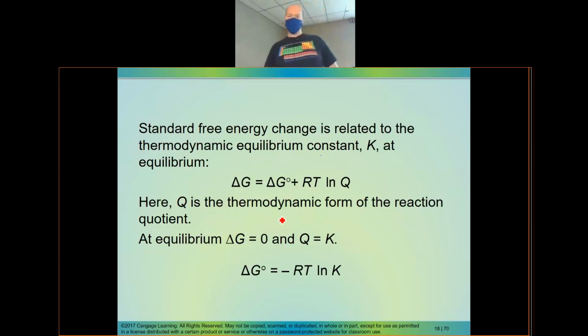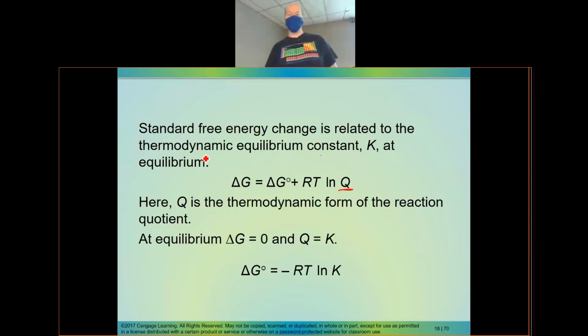All right, so you have your Q value, that is your reaction quotient. So this is a non-equilibrium. Put in your concentration of products over your reactants. All right, so at equilibrium, your delta G is equal to 0 and your Q is equal to K.